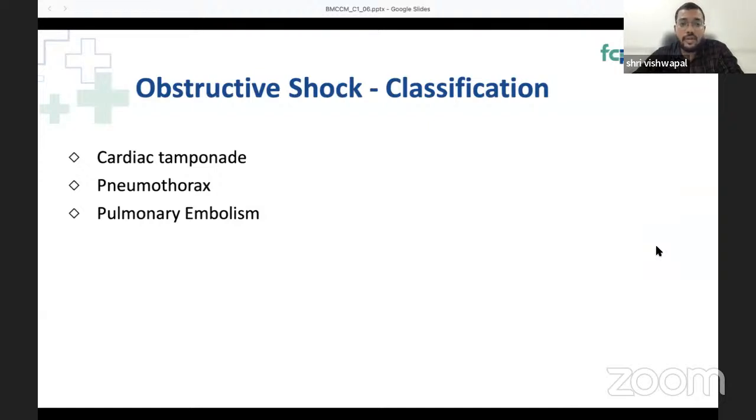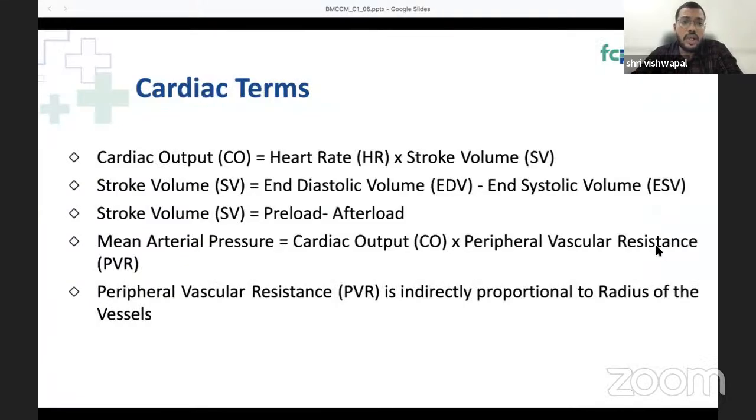We have three types of obstructive shock. The first one is cardiac tamponade, the second one is pneumothorax, and the third one is pulmonary embolism. For pulmonary embolism, we will see the management in detail. But for cardiac tamponade and pneumothorax, there are no pharmacological management therapies. So we'll move on to some cardiac terminology, and I'll just tell you briefly about these terminologies.